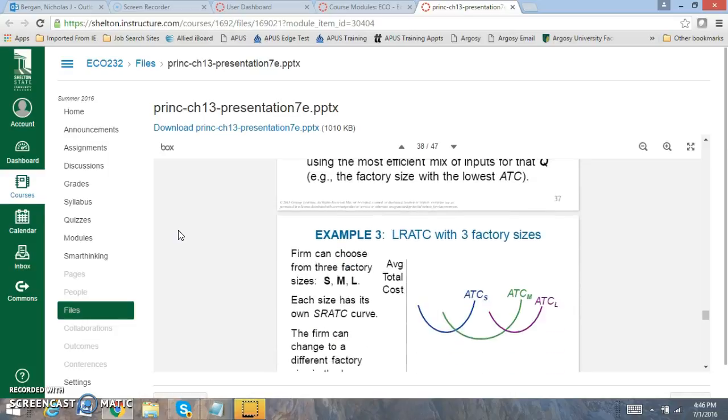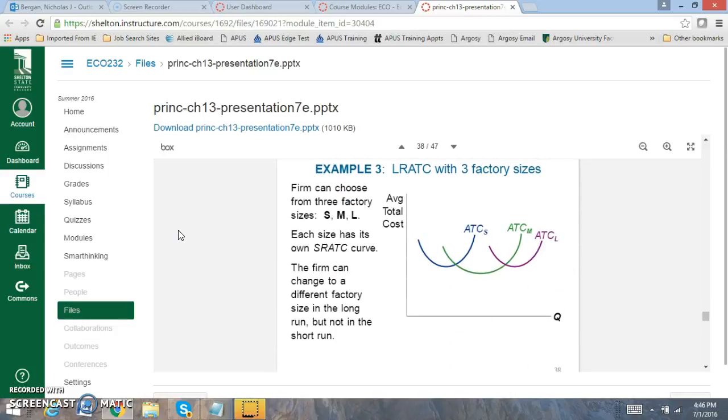And then you're going to have costs in the long run and the short run. Costs in the long run are going to be long run average total cost. You know firms will have to make production decisions, so make sure to look at that as well.